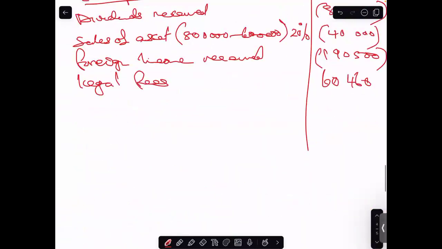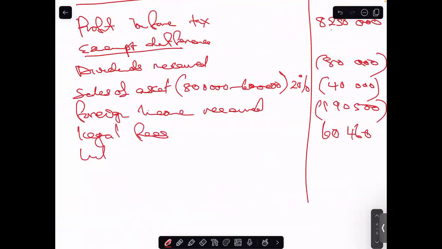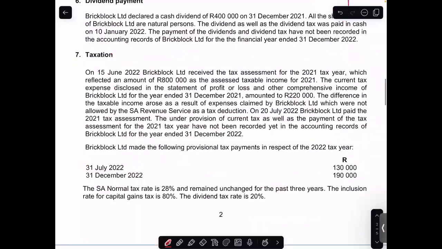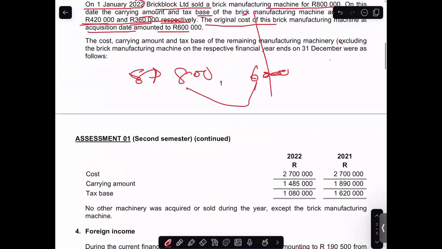So interest paid, we said how much? 10,200, add it back. 10,200. Then we move on.